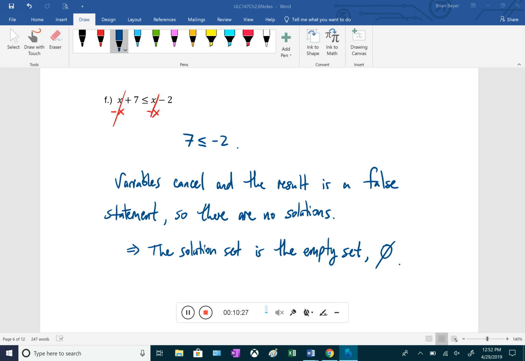So we could say that the solution set is the empty set, and we denote it with that little circle or 0 with that diagonal slash through it. So there's no solution. No matter what we plugged in, that inequality would never be true.